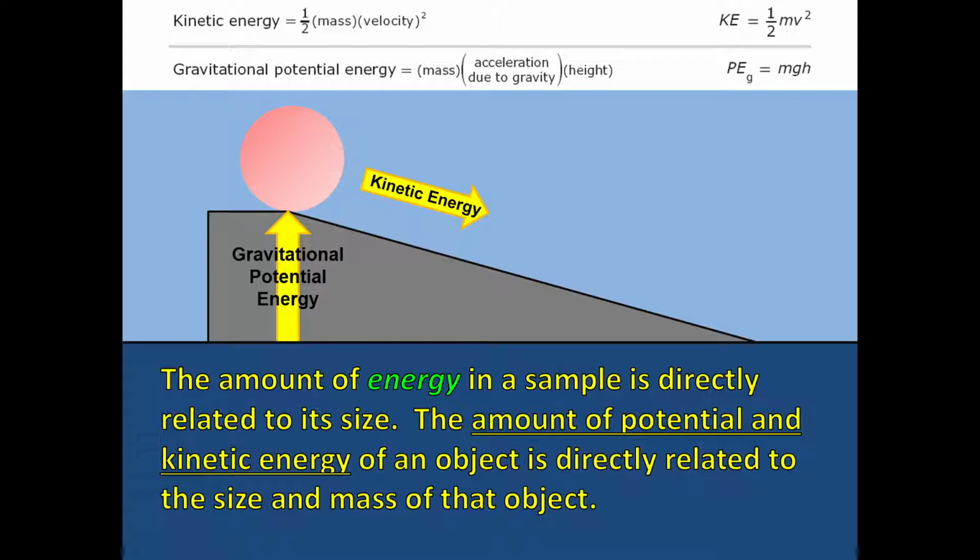Energy. Energy is directly related to size. The amount of potential and kinetic energy of an object is directly related to the size and mass of that object. If you can remember back to our energy equations, kinetic energy is 1/2 times mass times velocity squared. It depends on mass, and potential energy is dependent on mass too.